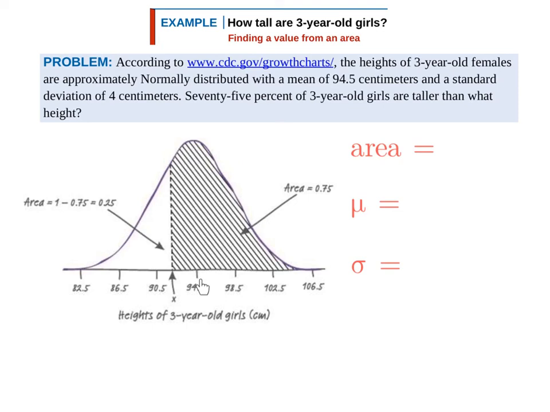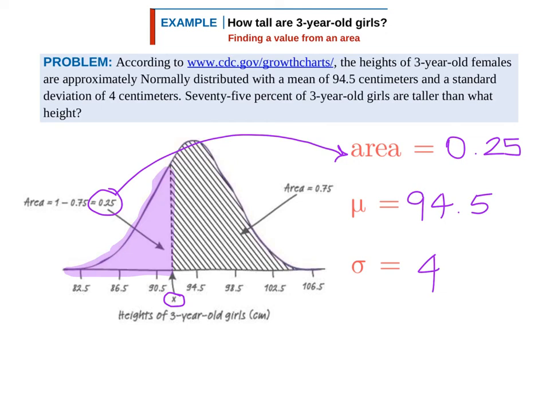Because, right, we have the area. So let's think this through. If we think back to the example that we used in our last slide, we actually had the area to the left of the value. So this problem deals with the area to the right, but we can easily take this as 100% and subtract that 75%. So we're still solving for x, but the area to the left is going to be 0.25 instead of 0.75. So we'll use that invNorm command, put in 0.25 for the area, the mean's 94.5, and then the standard deviation is going to be 4.